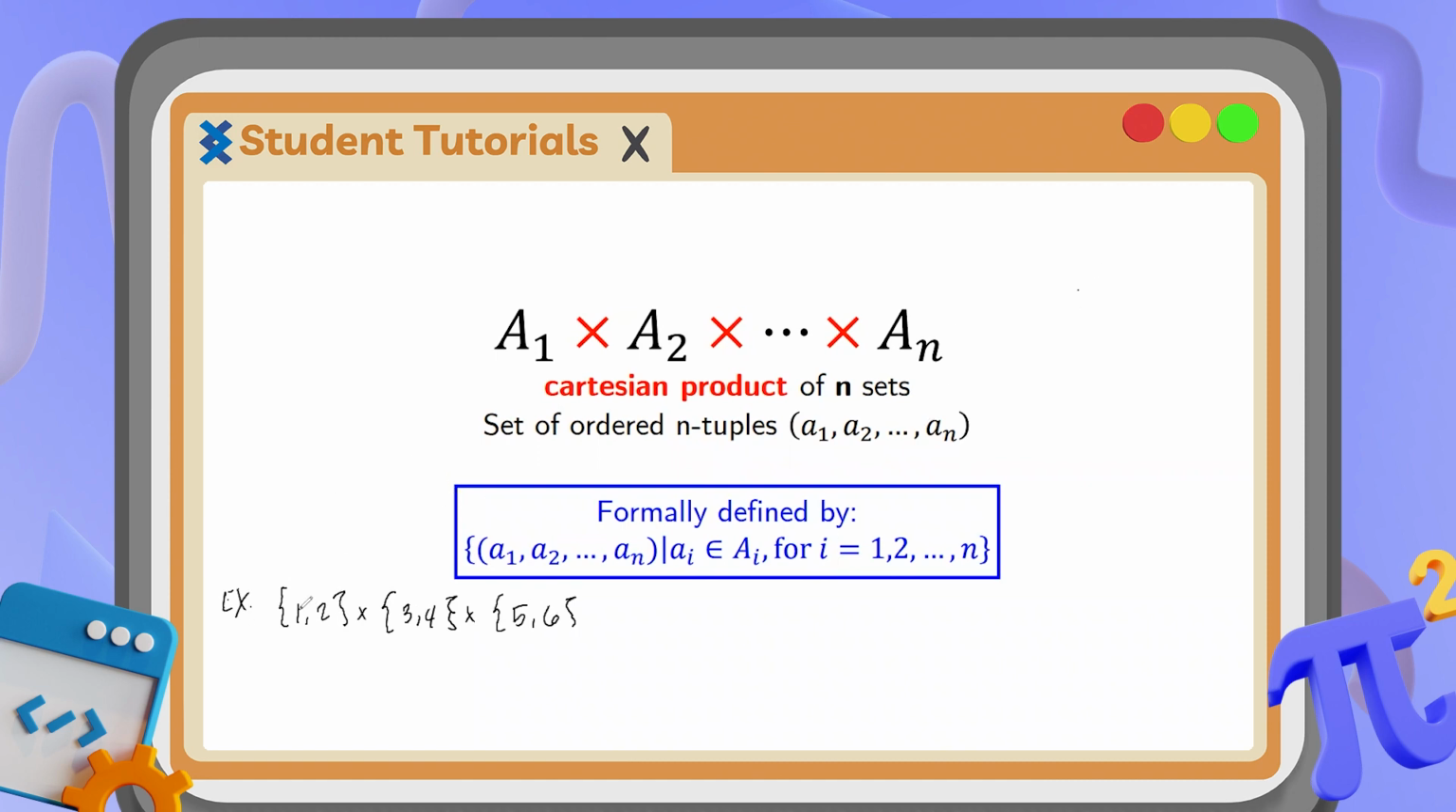First, we look at the first element of the first set, which is 1. Then, look at the first element of the second set, 3. And then the first element of the third set, 5. So that would be your first element. Then, look at the first element of the first set, first element of the second set, and then second element of the third set. Because we're done with 5, we will now use 6 here.